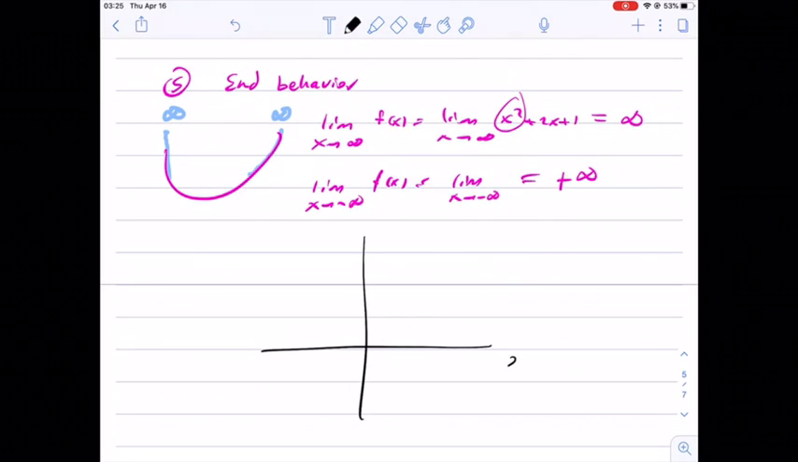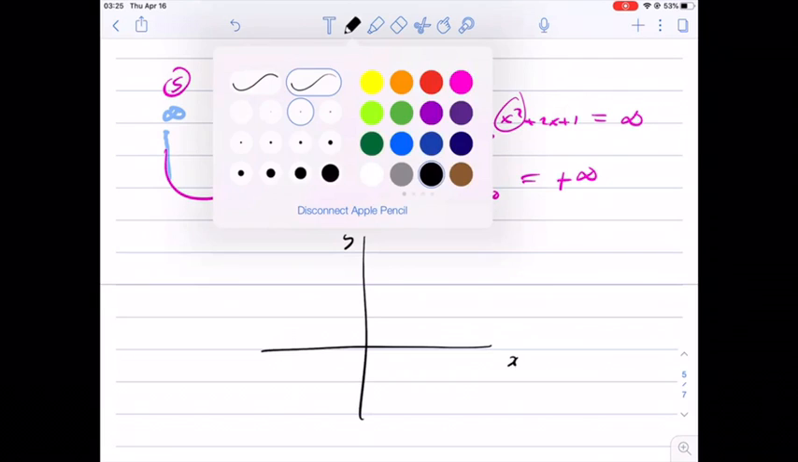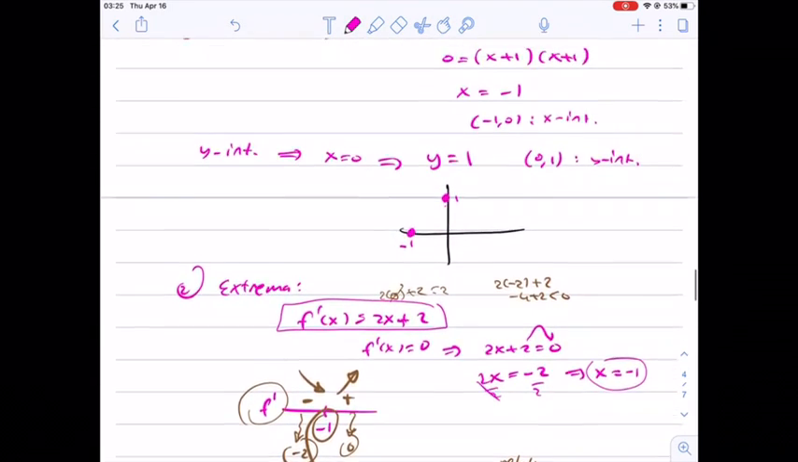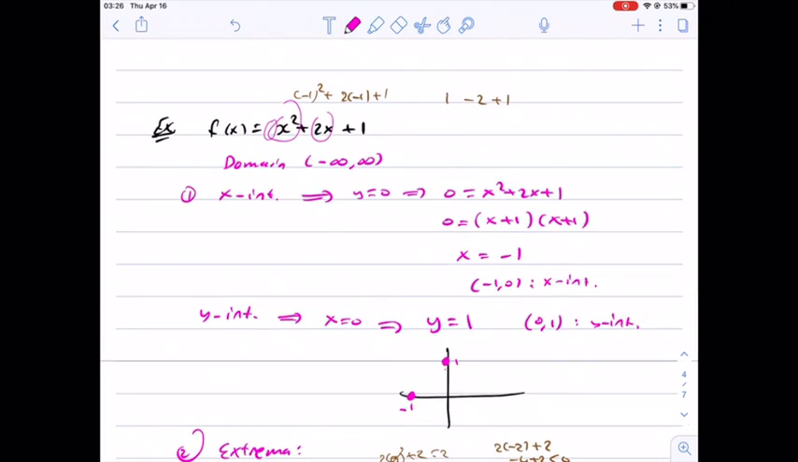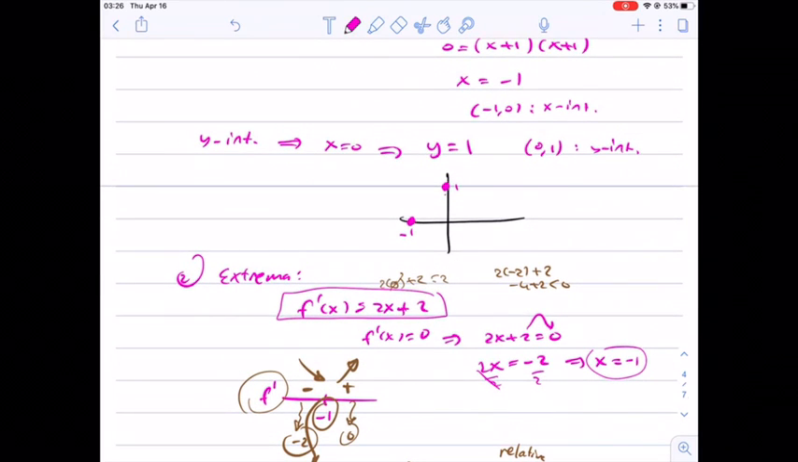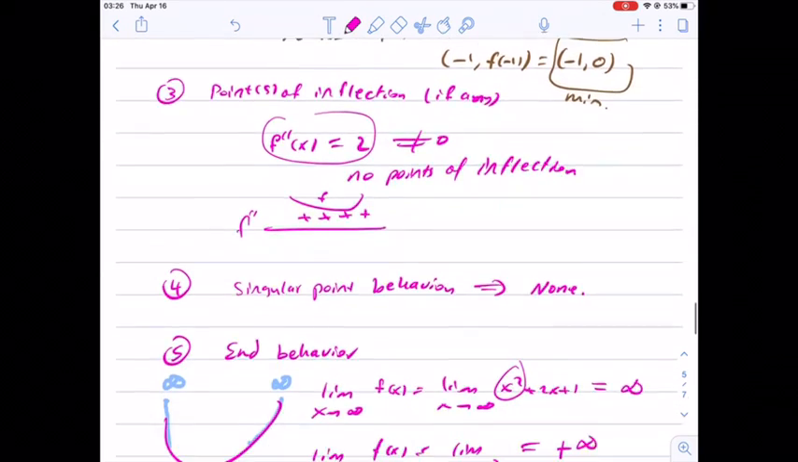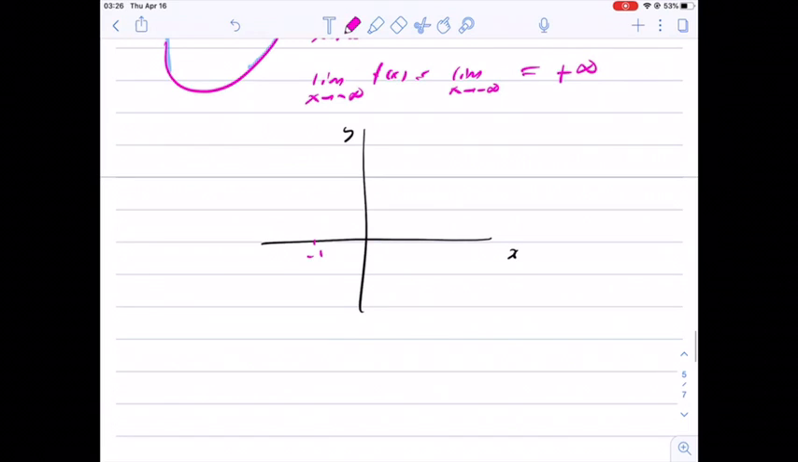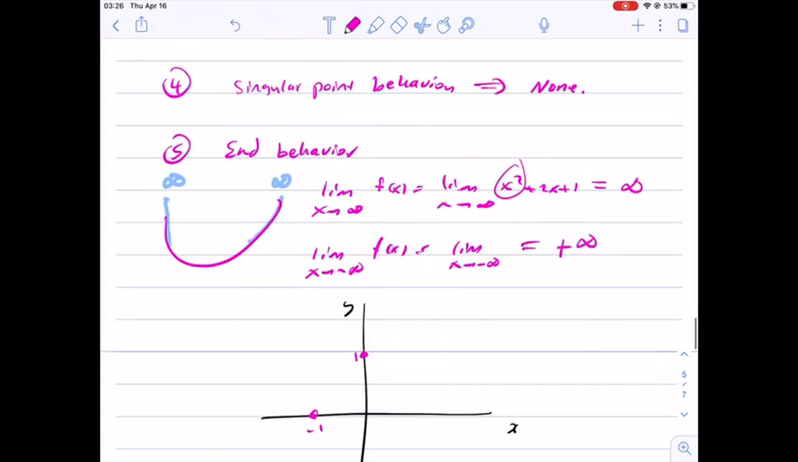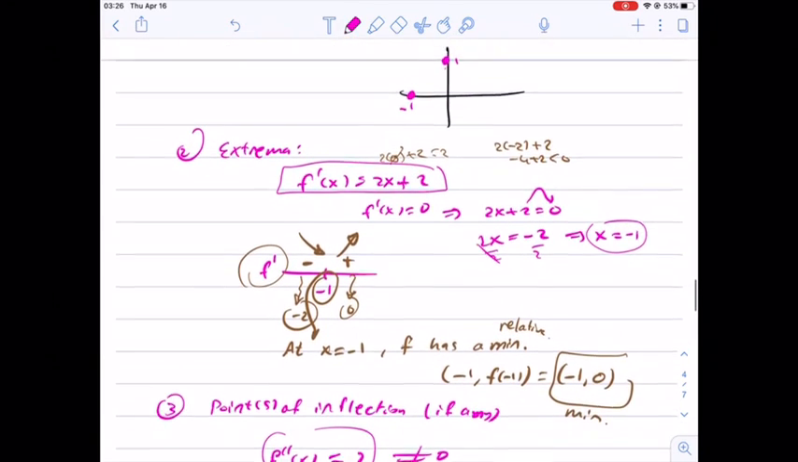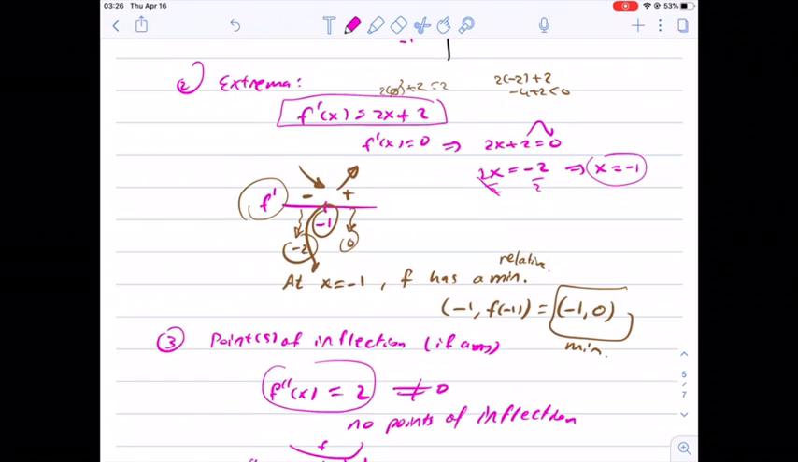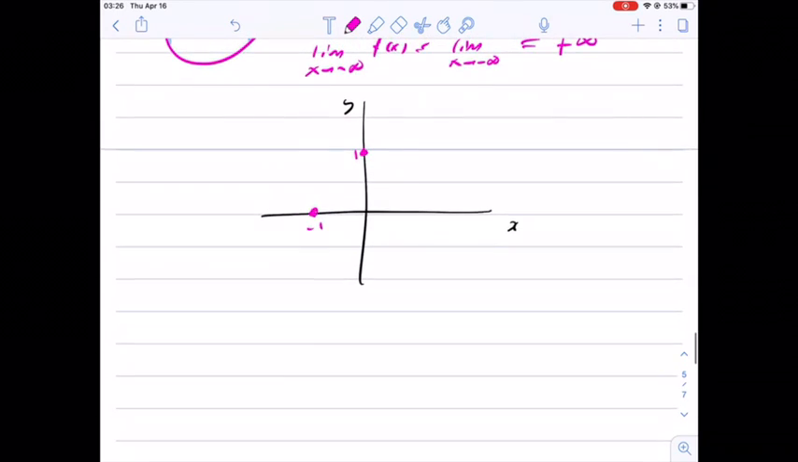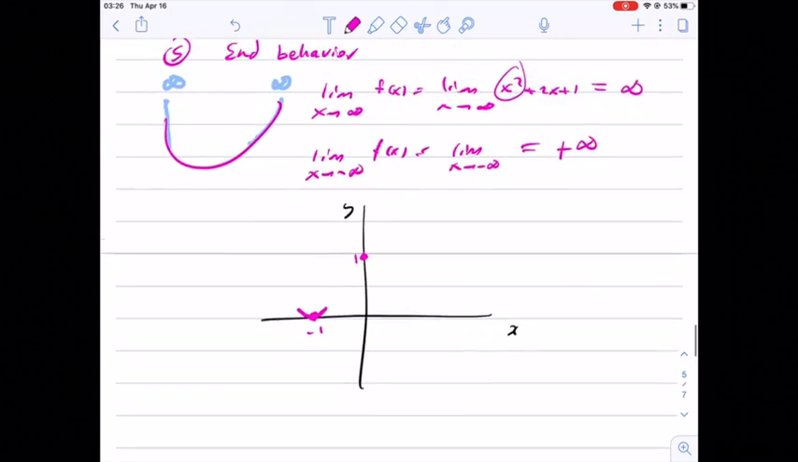So here we can graph the function. This is x, this is y. We need to determine first the x-intercept and the y-intercept. We have x-intercept at x equals -1 and y-intercept at y equals 1. So these are the intercepts, and then we have the extreme value at -1, 0. -1, 0, minimum point. That means the graph looks like this at this point.